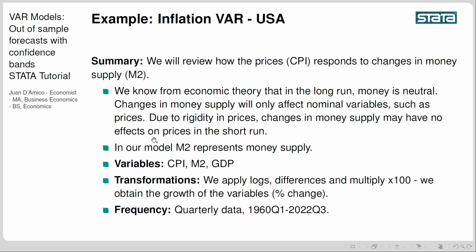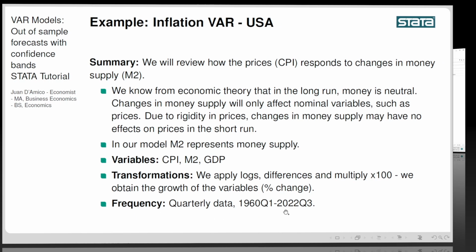So as I mentioned as well, M2 is going to represent money supply. Well, we don't have GDP in here, sorry about that. The transformations, we will apply logs and differences and multiply times 100, so we obtain the growth of the variables, and the frequency of the data is quarterly, goes from 1960 to 2022.